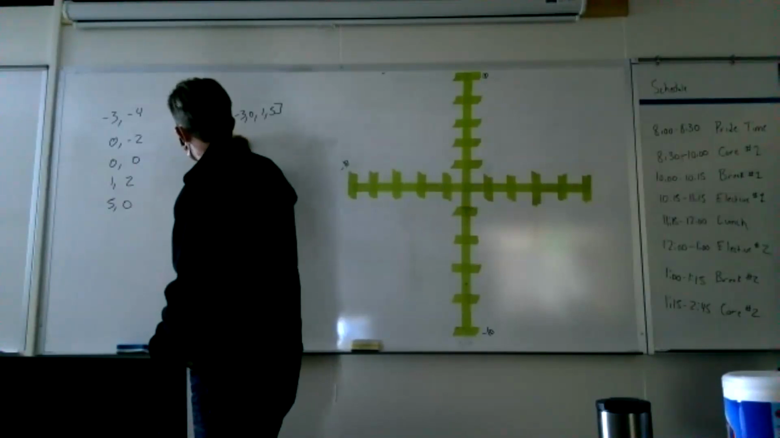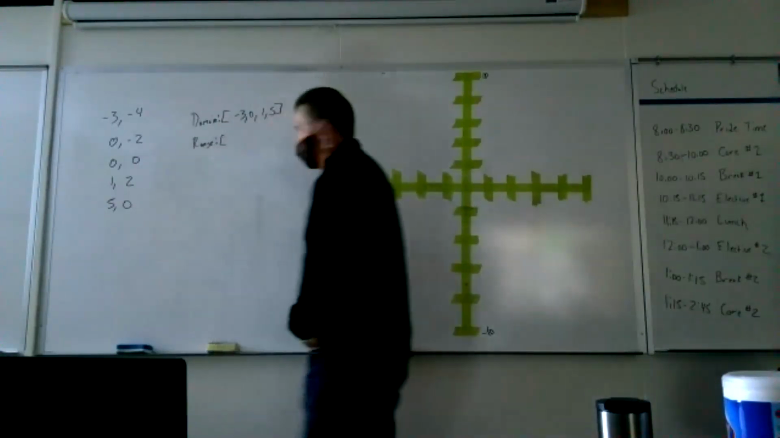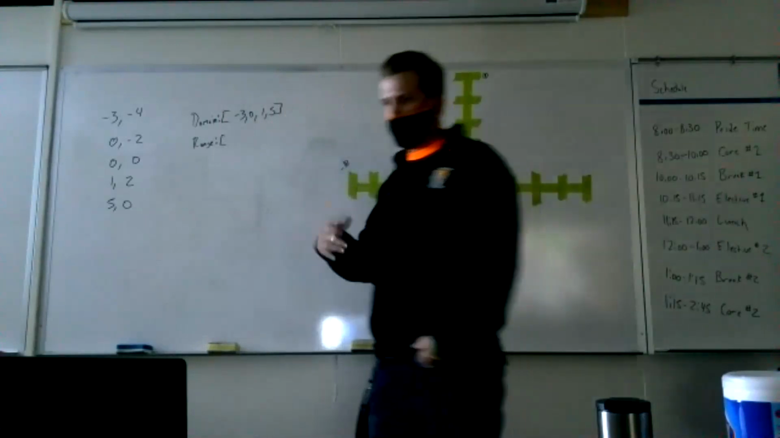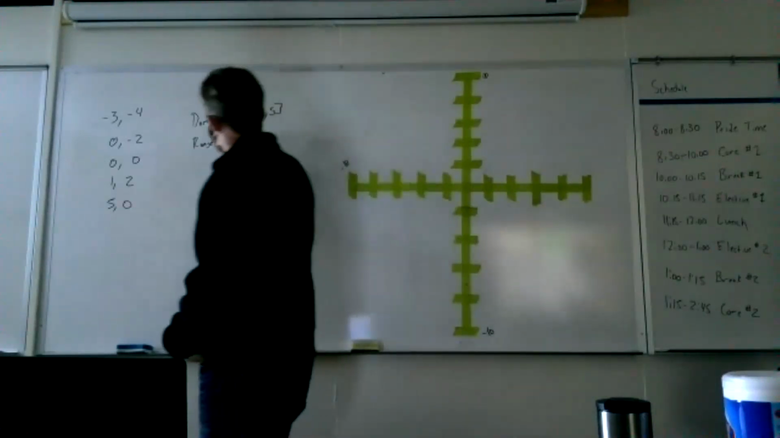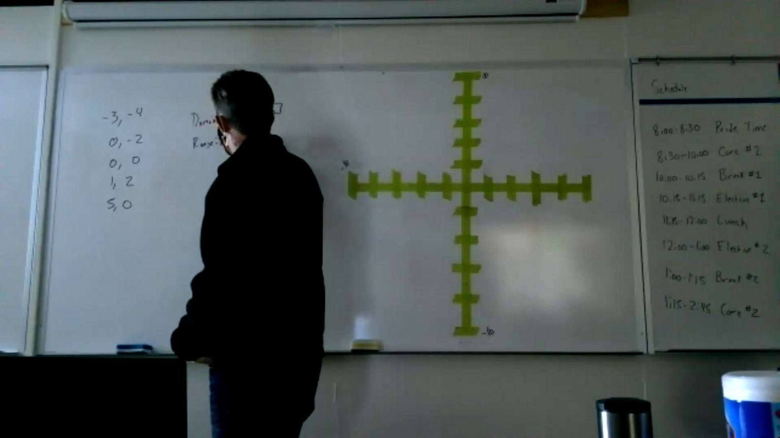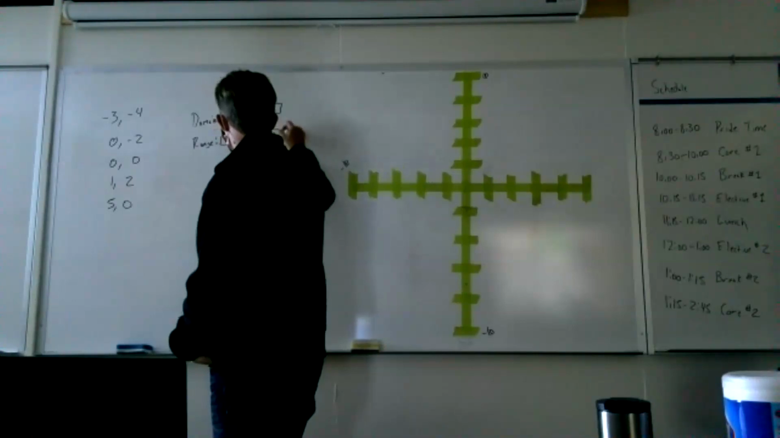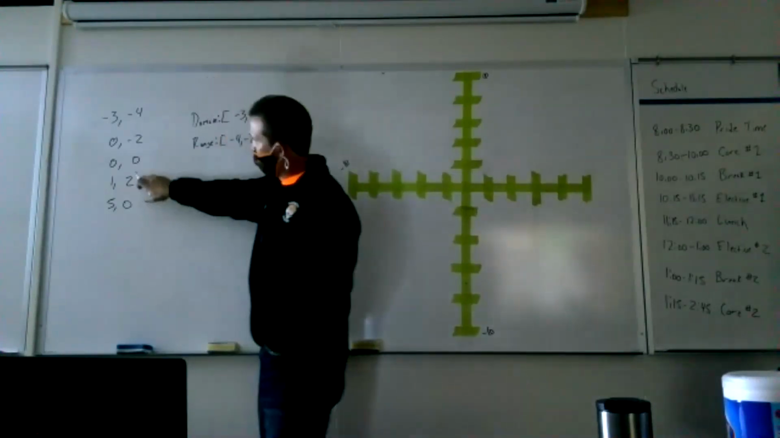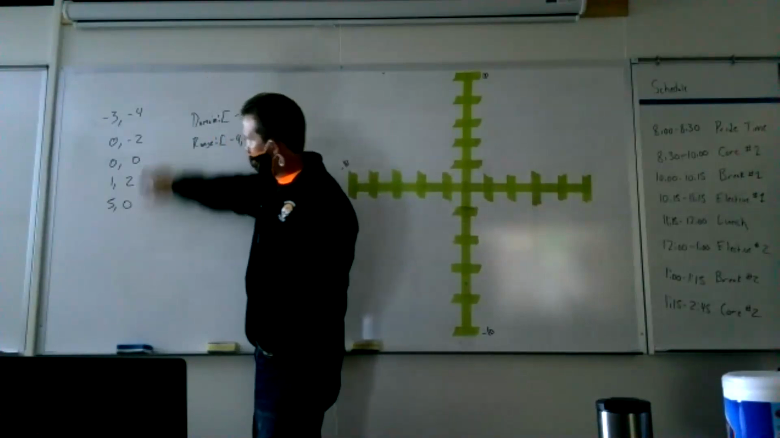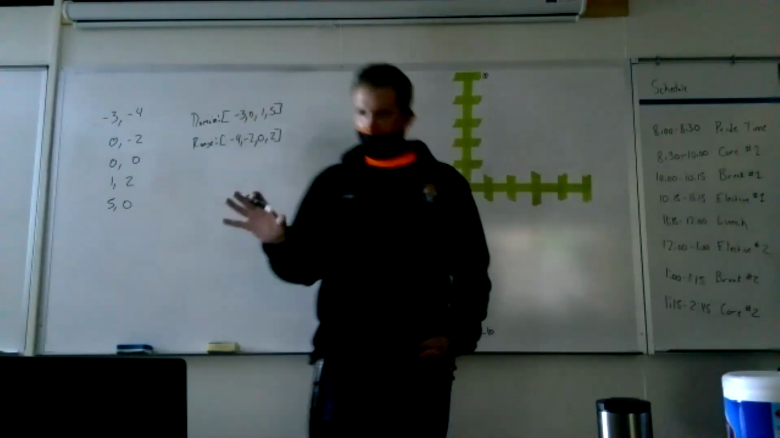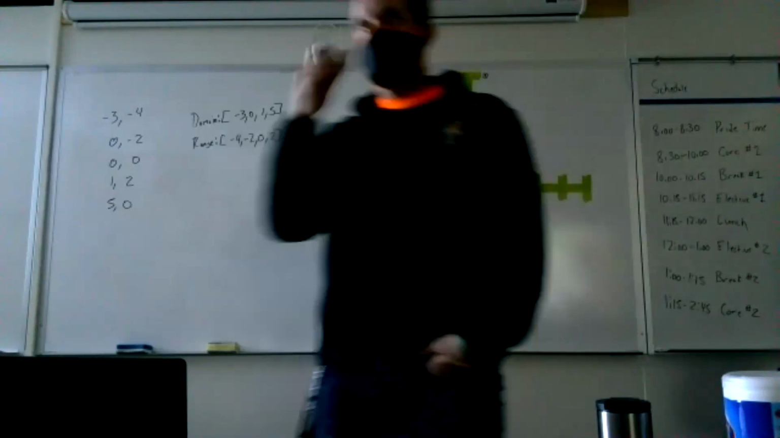For my range, once again, my range is only talking about my y values. We want to list them from least to greatest. So we start with a -4. We have a -2. We have 0. And we have 2. You can see 0 was duplicated, so we only have to record it one time. No reason to duplicate.